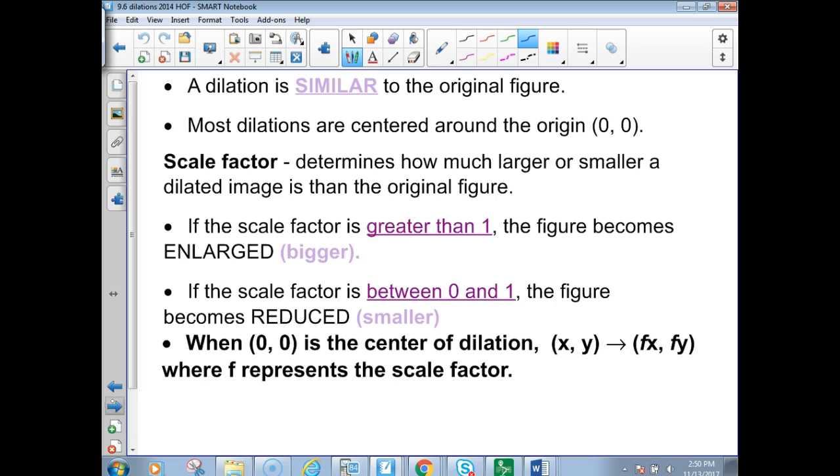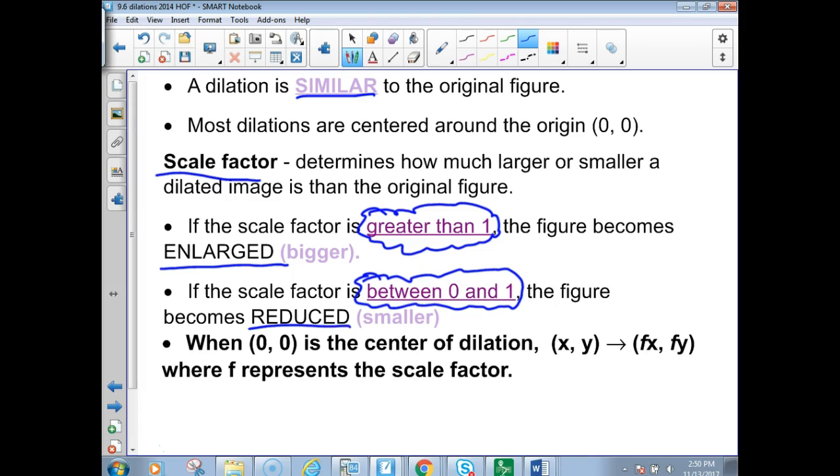Okay, we don't have much to fill in on your paper today. A dilation is similar to the original figure. Most dilations are centered about the origin, that's when you're in the coordinate plane. The scale factor determines how much larger or smaller the dilated image is than the original figure. If the scale factor is greater than 1, then the figure becomes enlarged. If the scale factor is between 0 and 1, then the figure will be reduced.